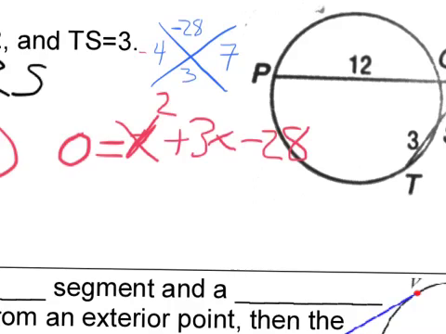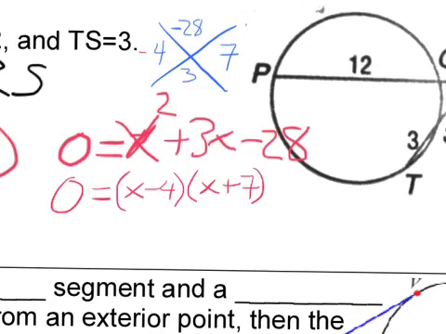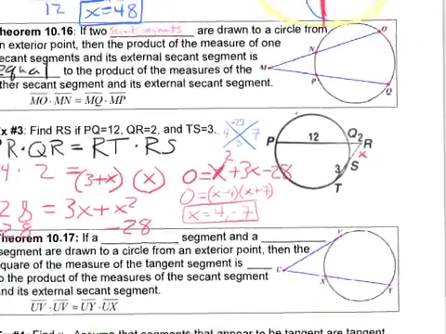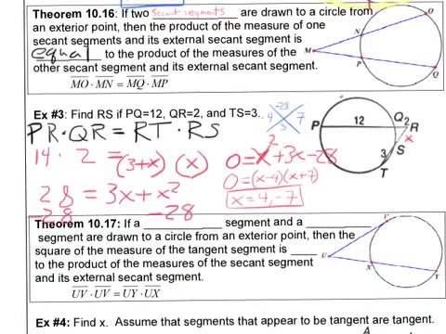So we can rewrite this expression as 0 equals x minus 4 times x plus 7. And that means the two solutions for 0, the two things that I can plug in here, are positive 4 and negative 7. So we could say x equals 4 and negative 7. All right. A lot of work there, a lot of algebra, but nothing you guys haven't done before.